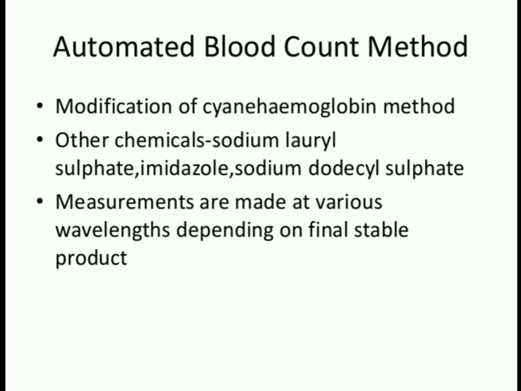Now, hemoglobin estimation by automated blood count method. This is the modification of cyanmethemoglobin method. Here, other chemicals like sodium lauryl sulfate, imidazole, sodium dodecyl sulfate can be used. Measurements are made at various wavelengths depending on final stable product.